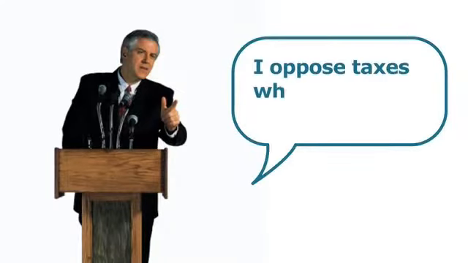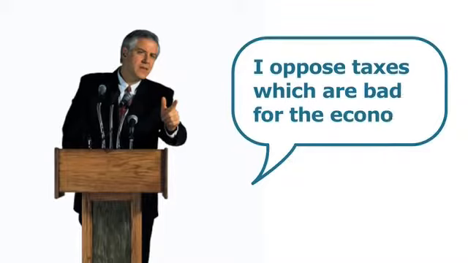Spin tactic number 1: ambiguous speech. An ambiguous sentence is a sentence which would have two different meanings. Now, politicians use ambiguous language to avoid having to say something that some people might not want to hear. Imagine that a politician says this: I oppose taxes, which are bad for the economy.